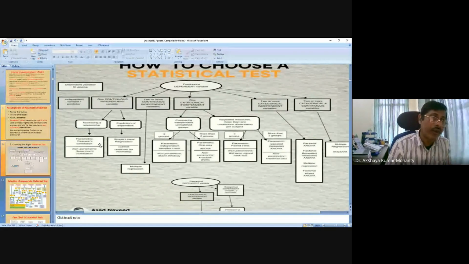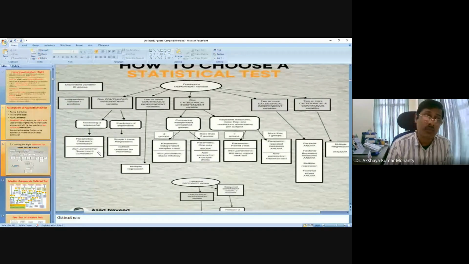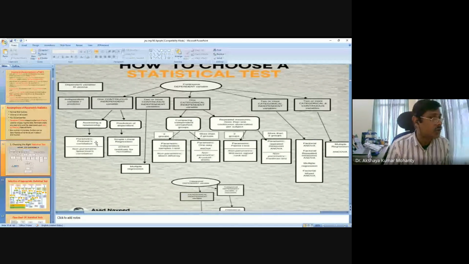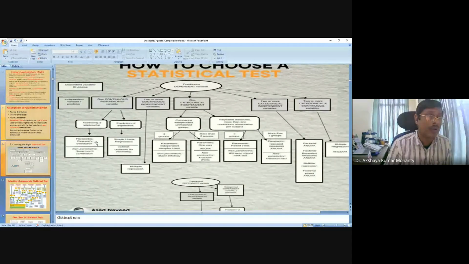Already I told you when the parametric test will be used and when the non-parametric test will be used. I have given you the hint in the form of the assumptions. Based upon the assumptions, let us say our wish is to go for the parametric test. That means the data is normally distributed. That is confirmed, and that is the main important thing.